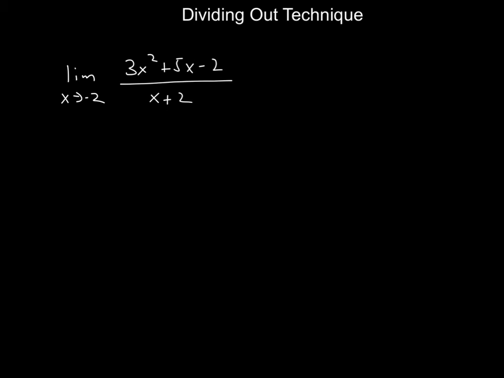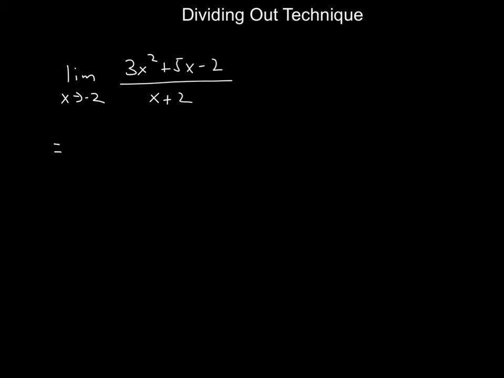In this case, we have a polynomial over a polynomial. If we do the direct substitution on this one, we're going to find that it comes out to be 0 over 0. So when that happens, we're going to try to simplify this by factoring everything and trying to reduce this fraction. Well, x plus 2 I can't factor, but 3x squared plus 5x minus 2 I can.